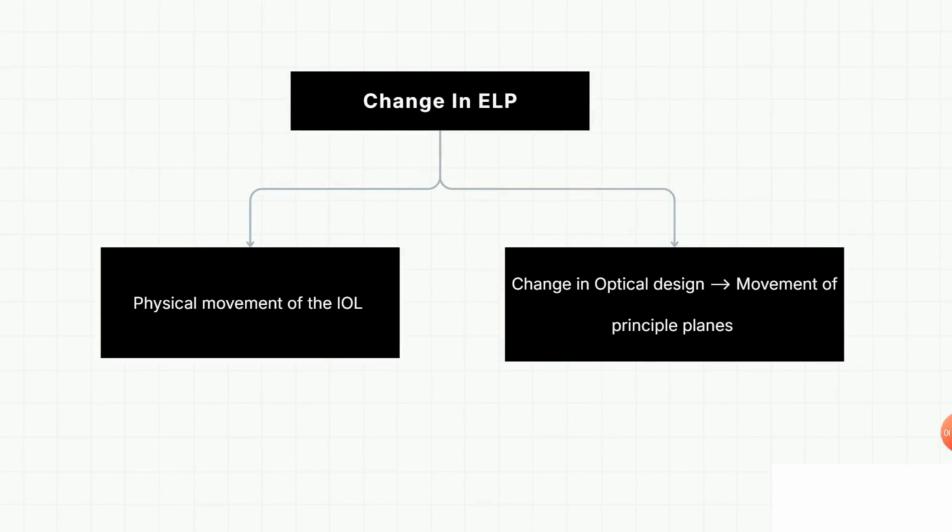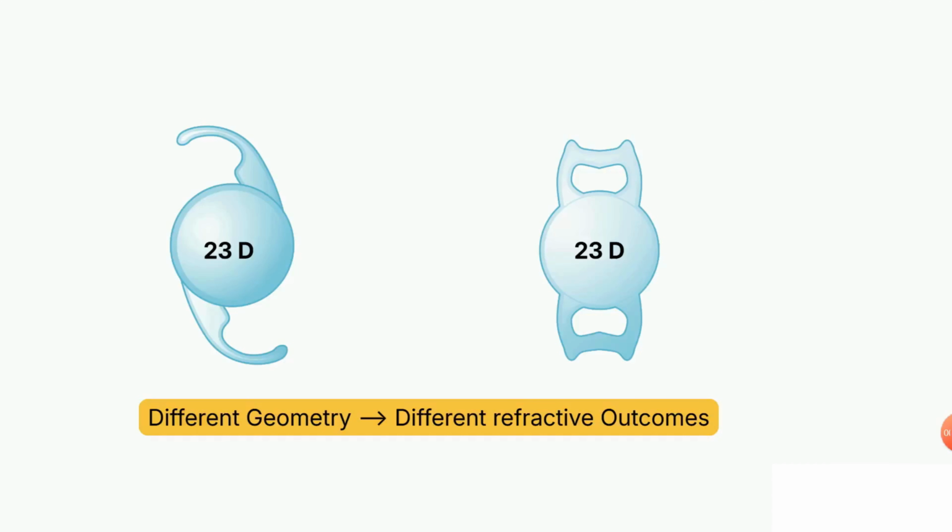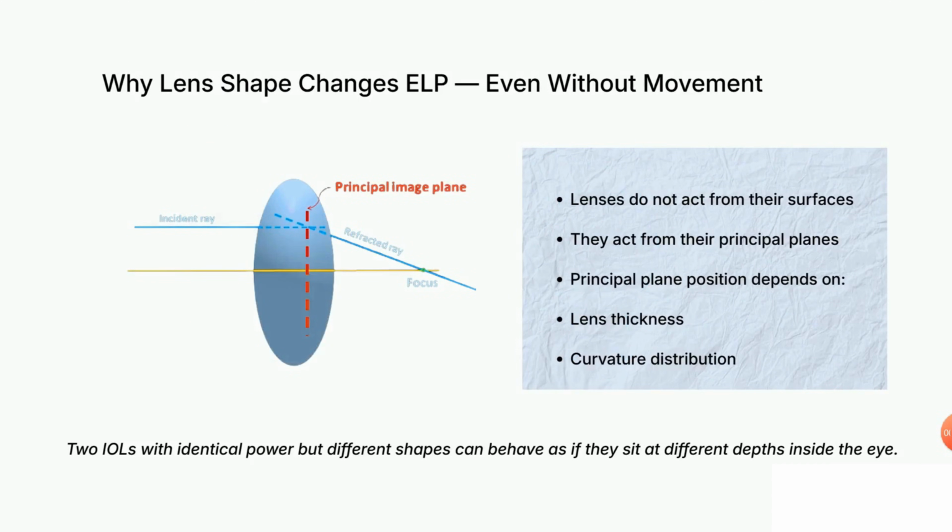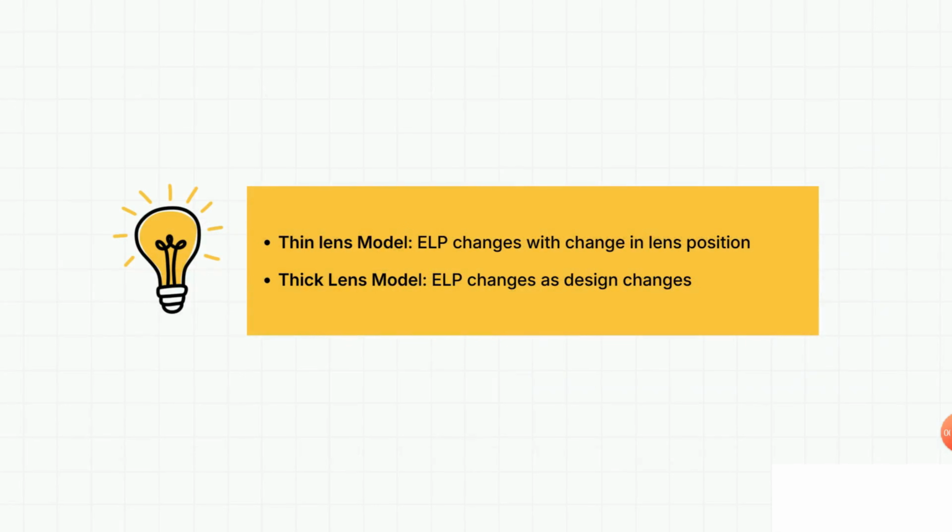Why does this matter? ELP can change in two distinct ways. Anatomical movement of the IOL, or optical design changes without any physical movement. This explains why two IOLs with the same labeled power implanted in the same eye can produce different refractive outcomes if they have different optical designs. So in summary, in a thin lens model, ELP variation implies a physical movement. But in a thick lens model, ELP can change purely due to geometry. This distinction is foundational. Now that we understand principal planes, thick versus thin lens models, and the true meaning of the ELP, we are ready for the central question of the module.